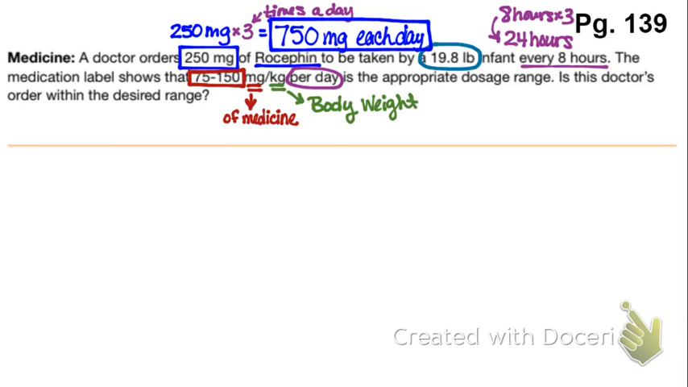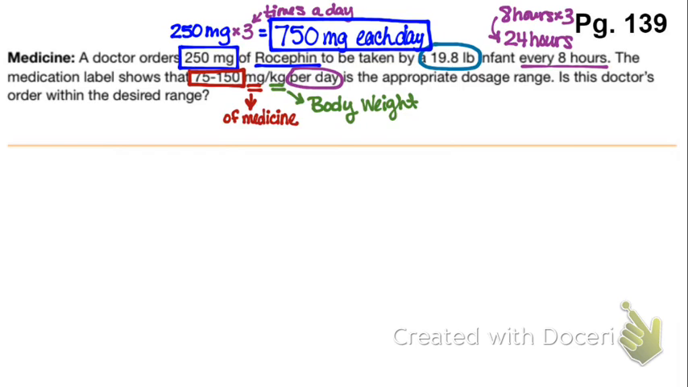Well, this baby is getting 750 milligrams each day. How much does the baby weigh? 19.8 pounds. But when you're talking about pharmaceuticals, to keep it consistent across not just the United States but other countries as well, they talk about it in metric units, not the least of which is kilograms. Kilograms is mass, pounds is technically weight. You've got two different things going on here.